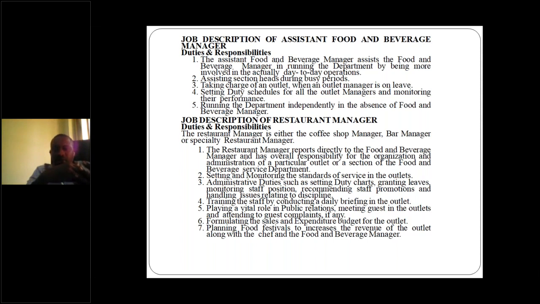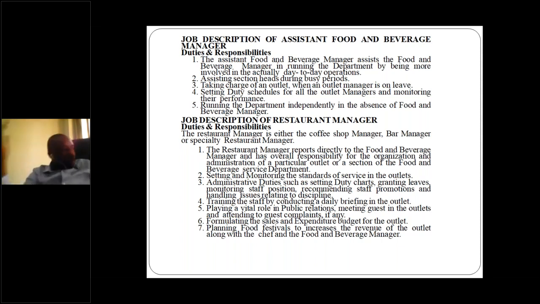So he's the one responsible for the overall management of the Damatru branch. Then he's also responsible for setting and monitoring the standard of services in the outlet. The standard of services in the outlet, is it up to what is required? Then he's responsible for administrative duties, such as what? Setting duty charts. So you need to draw a chart.